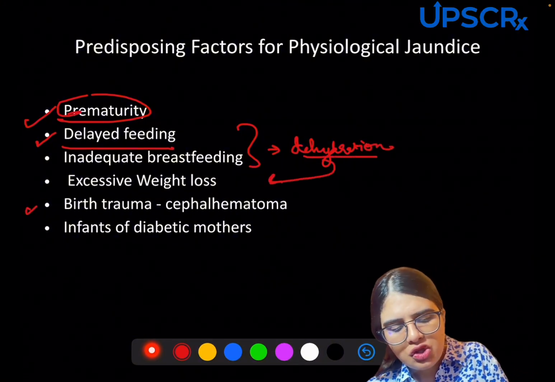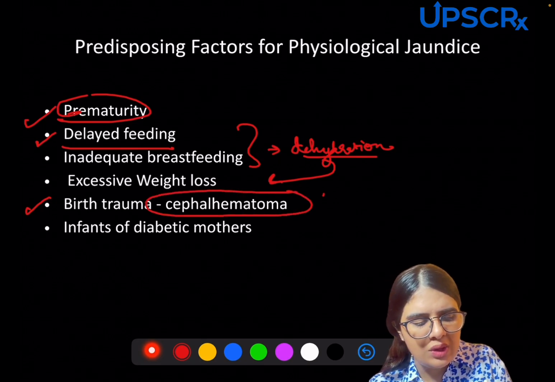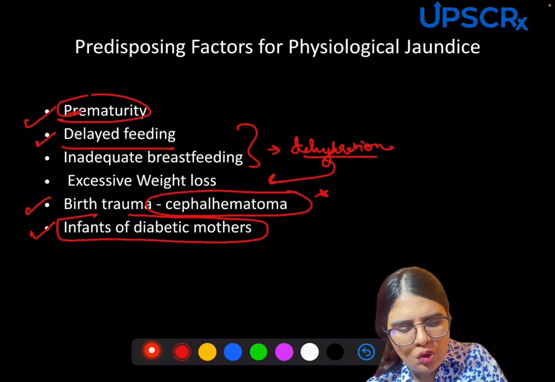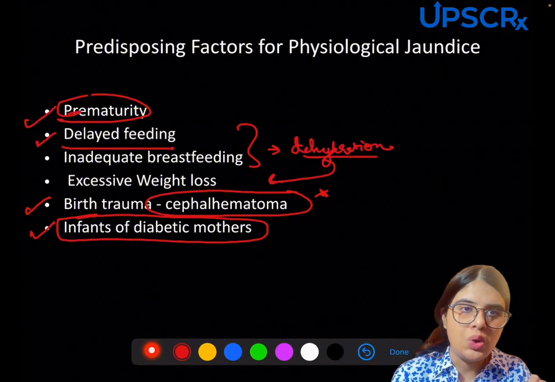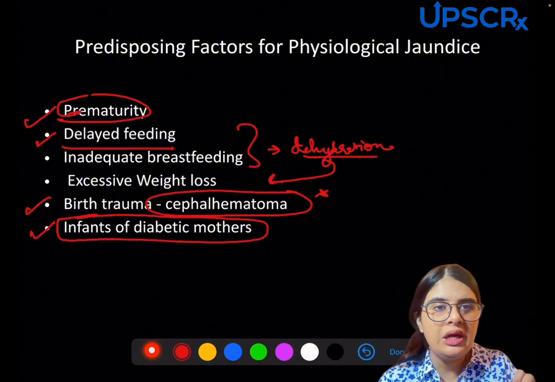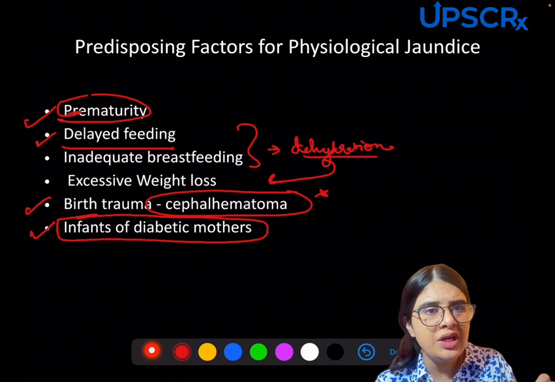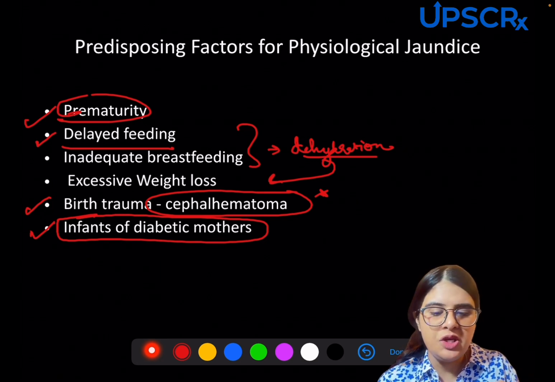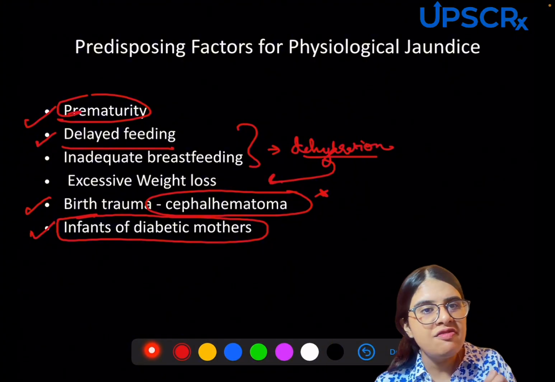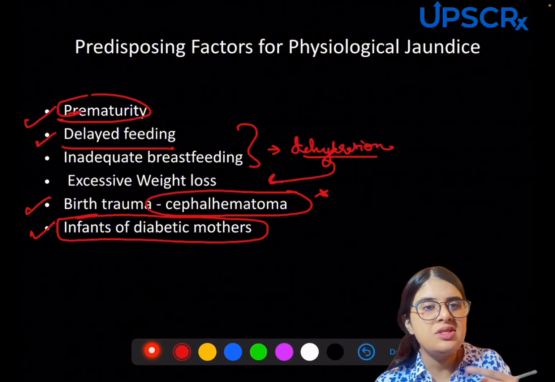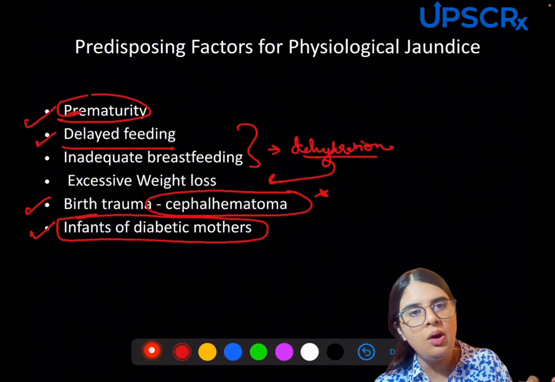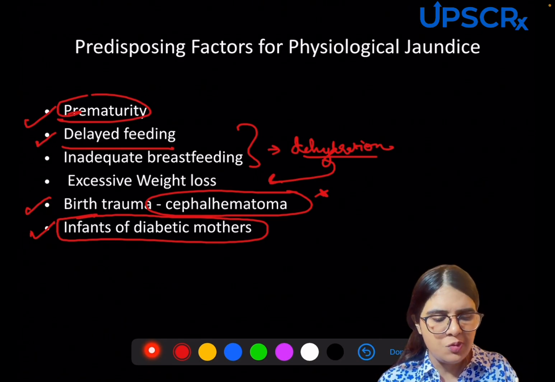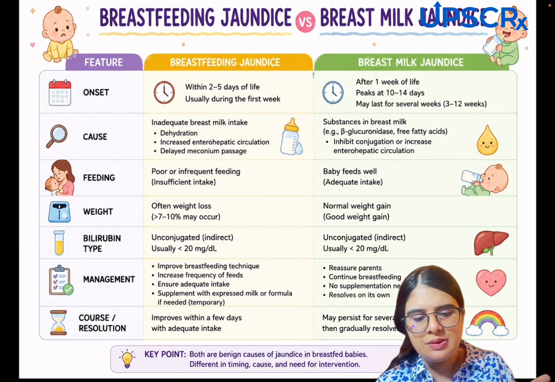Birth trauma or cephalhematoma, which we studied, can cause unconjugated hyperbilirubinemia. And infants of diabetic mothers are also predisposed to jaundice. So prematurity, delayed feeding or inadequate breastfeeding, where proper positioning and proper attachment are not there, so breastfeeding has to be ensured. And excessive weight loss or dehydration means the frequency of breastfeeding is not proper, or there is a history of birth trauma. All of these are predisposing factors for physiological jaundice.